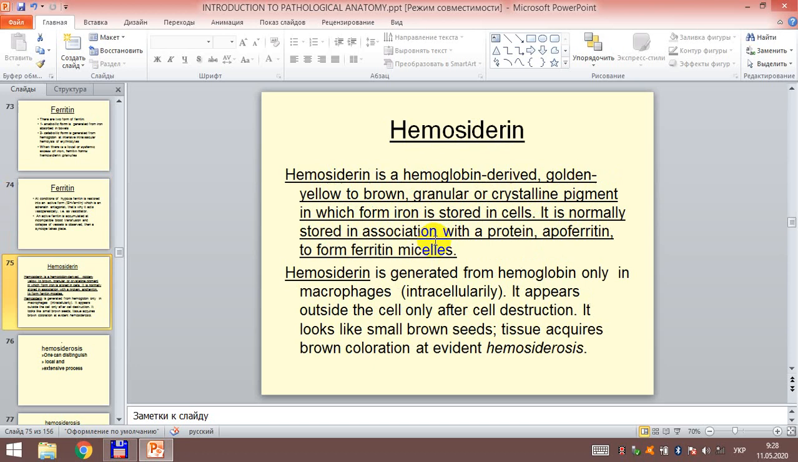Hemosiderin. Hemosiderin is a hemoglobin derivative, a golden yellow to brown granular or crystalline pigment in which form iron is stored in cells. It is normally stored in association with a protein, apoferritin, to form ferritin micelles. Hemosiderin is generated from hemoglobin only in macrophages intracellularly. It appears outside the cell only after cell destruction. It looks like small brown seeds. Tissue acquires brown coloration, evidence of hemosiderosis.